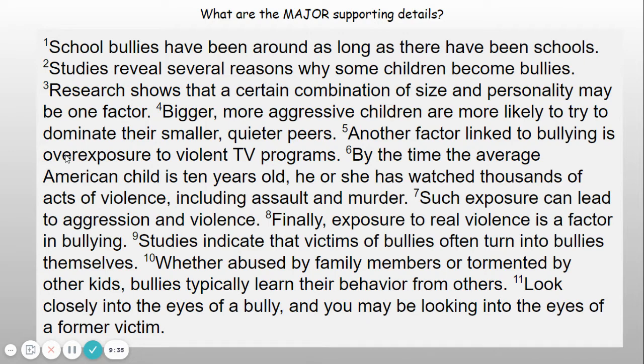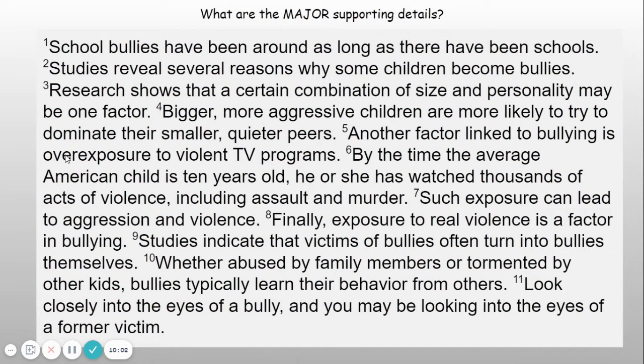Finally, exposure to real violence is a factor in bullying. Studies indicate that victims of bullies often turn into bullies themselves. Whether abused by family members or tormented by other kids, bullies typically learn their behavior from others. Look closely into the eyes of a bully, and you may be looking into the eyes of a former victim.